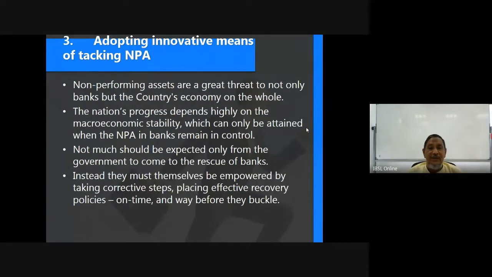Non-performing assets are a great threat not only to banks, but to the country's economy as a whole. Banks' non-performing loans are a threat to the entire country. If a bank collapses due to non-performing loans increasing into NPAs, the entire financial system in the country will collapse. So it will have a big impact on the country's economy.